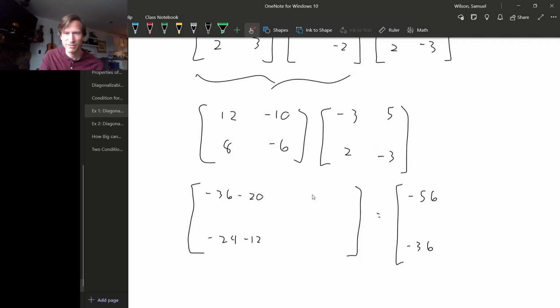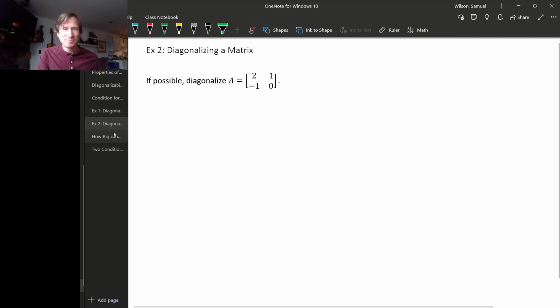And then on the right we're going to get 5 times 12, so 60, plus 30, so 90, and then 40 plus 18, so 58. Okay, hopefully that's what we started with. Yes, okay, it worked, good. All right, okay, let's look at one more example.